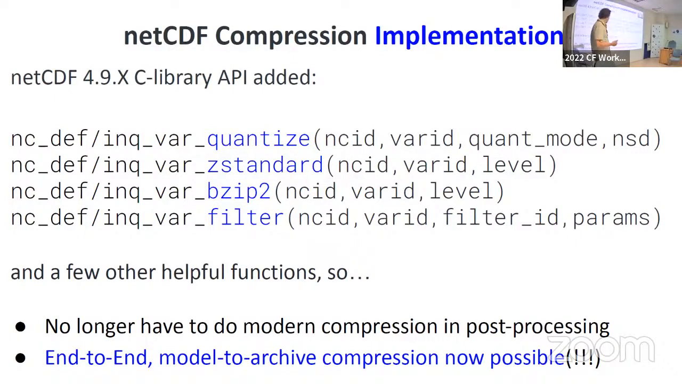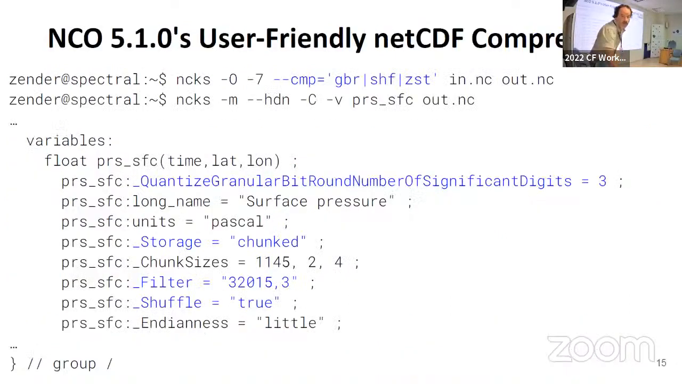So that's what I mean by end-to-end model-to-archive compression. You don't have to reopen your data if you don't want to. Those are features that the library exposes. It's not very user-friendly to apply these algorithms with the tools that come with the netCDF library, such as NCGen and NCCopy. Maybe it will be so. For now, NCO, software that I've written, does access these in a pretty simple, maybe user-friendly way.